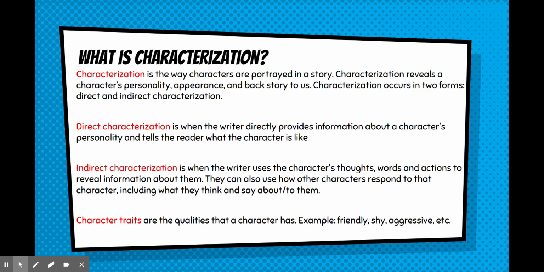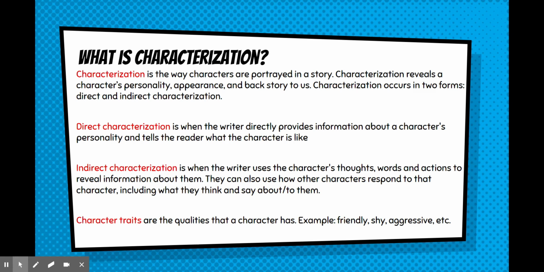Either way, it is the narrator of the story coming out and saying exactly what a character is like through the writer's writing. Indirect characterization, on the other hand, is when the writer uses the character's thoughts, words, and actions to reveal information about them. They can also use how other characters respond to that character, including what they think and say about or to them.